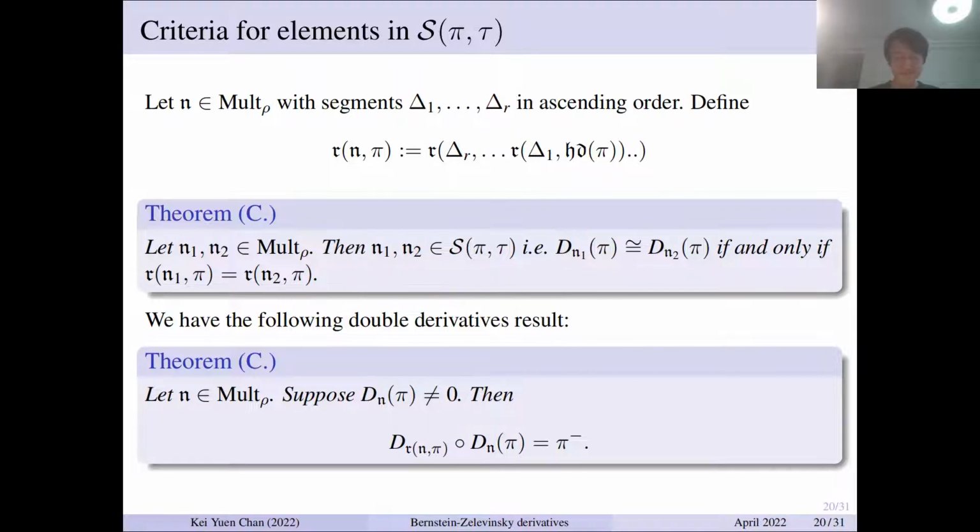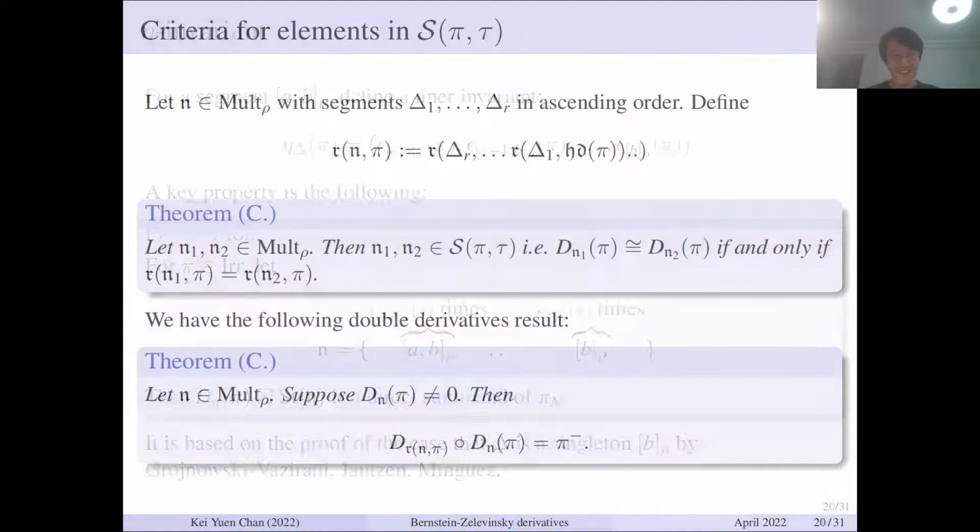This is a double derivative result. Basically, it says that if you have a multisegment n which gives you a non-zero derivative, then you first do the derivative on n, but then you can do the remaining ones, the R process after the R process once, and then you do it twice. Then you will get the highest derivative. So this is a kind of interesting property, and also useful.